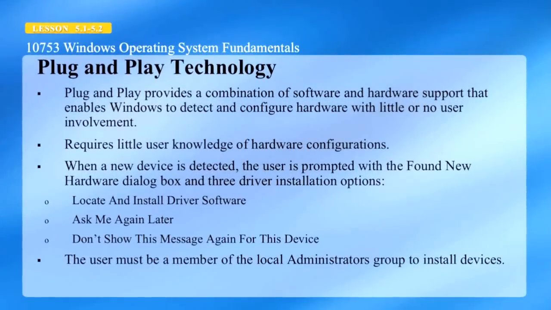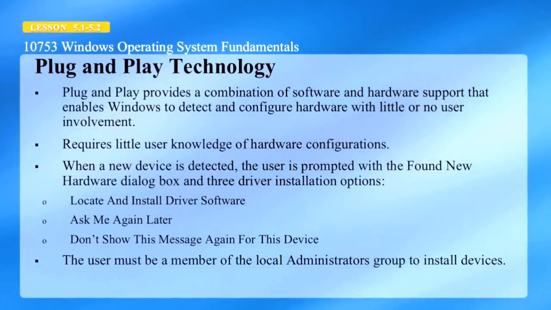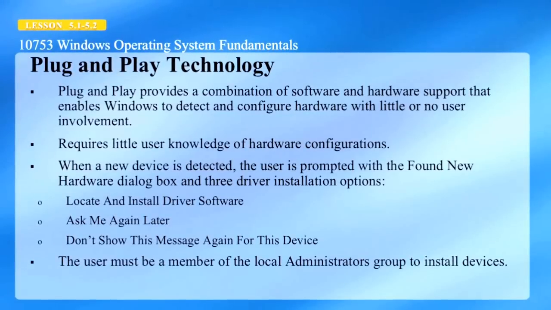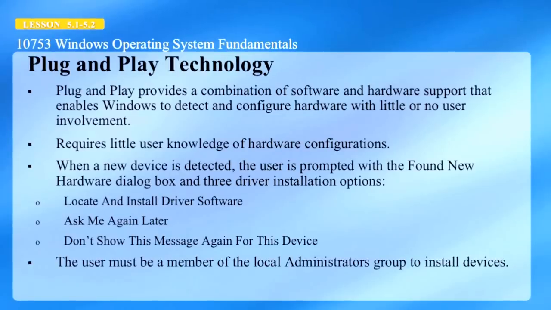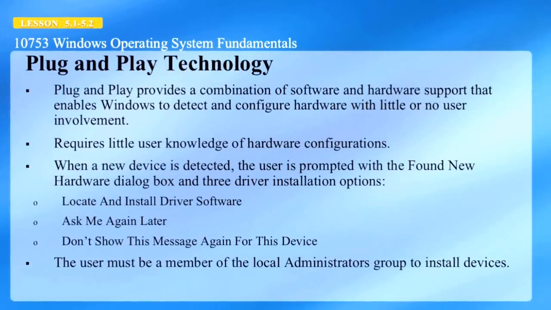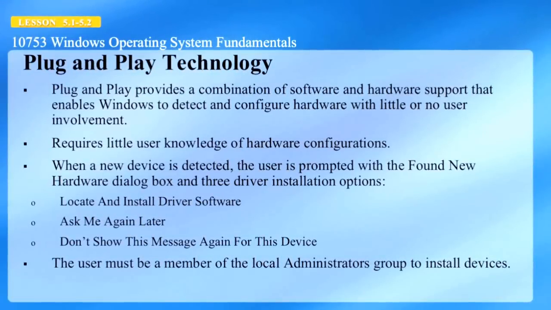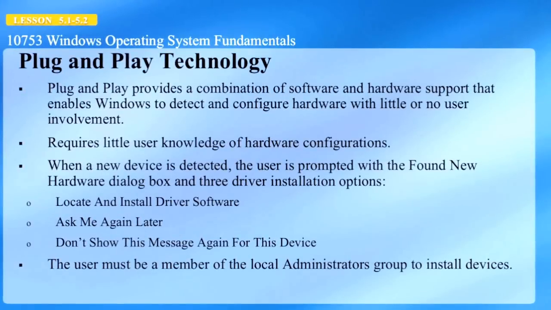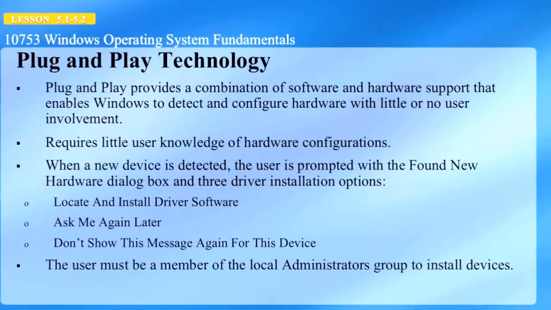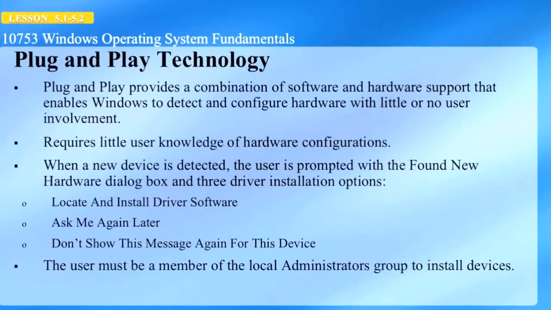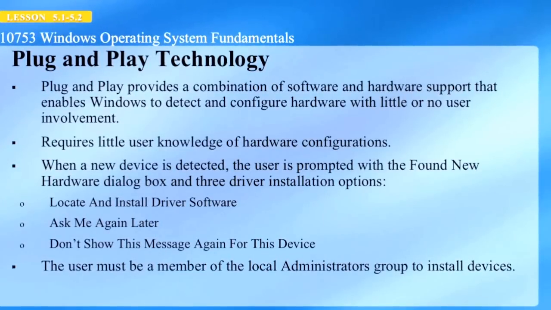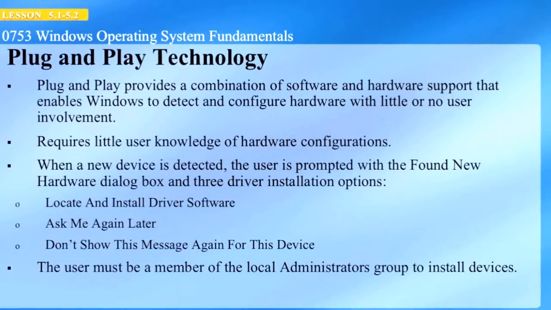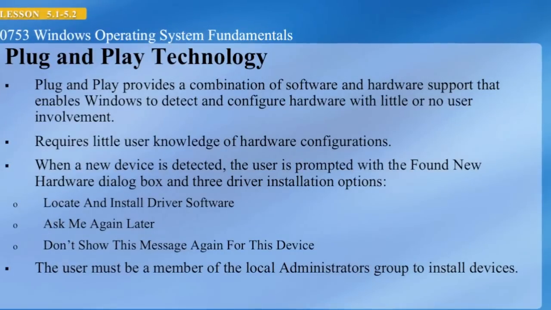Plug and Play provides a combination of software and hardware support that enables Windows to detect and configure hardware with little or no user involvement. It requires little user knowledge of hardware configurations. When a new device is detected, the user is prompted with the Found New Hardware dialog box and 3 driver installation options, which are Locate and Install the driver software, or Ask Me Again Later, or Don't Show this message again for this device. The user must be a member of the local administrators group to install devices.